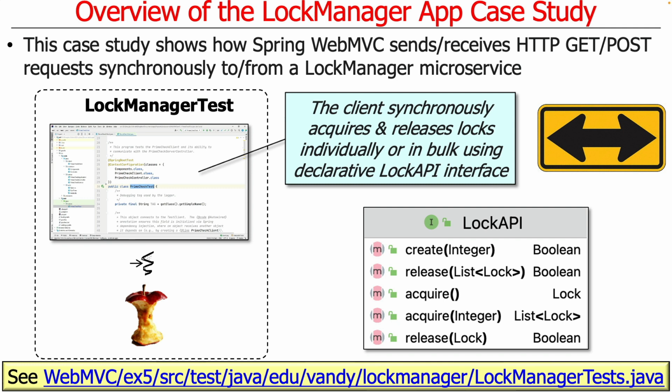This is actually an interface that we write that works with something called HTTP interface, which is a declarative mechanism for defining interfaces or proxies without you having to write any code. It's very, very cool. So we have this thing called the lock API, and we've got methods that we can use to create a semaphore, release it, acquire multiple things, release multiple things, and then release a given lock. So those are the methods.